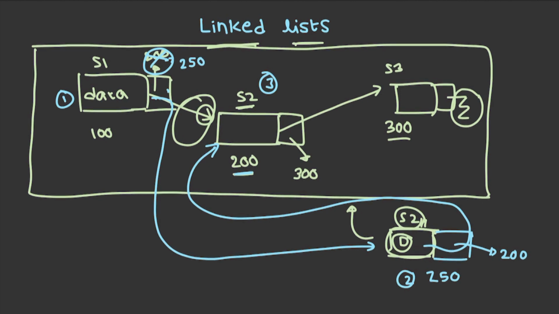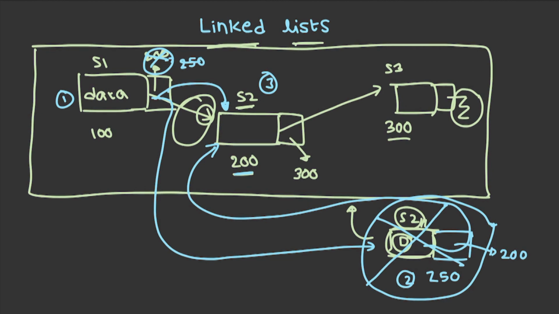Let's take one more instance where this new student is not happy with our school and wants to leave. So his details are no longer required and can be eliminated. For this, I just need to make it point to the previous node. When I change this address and revert back to 200, this points to this location and this link will be erased.